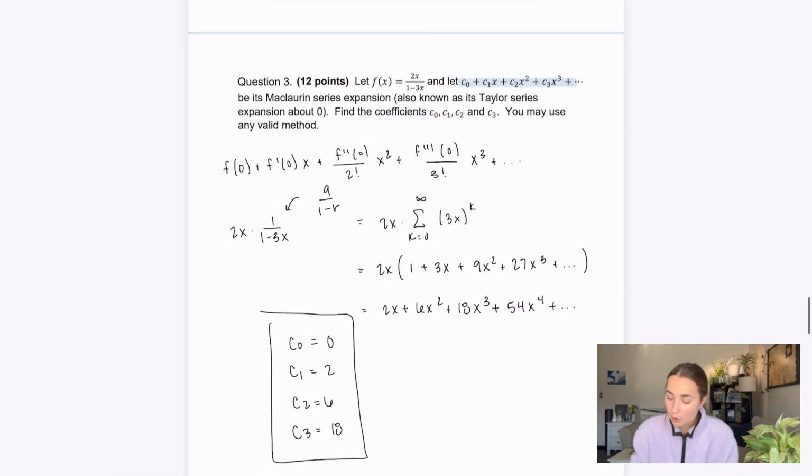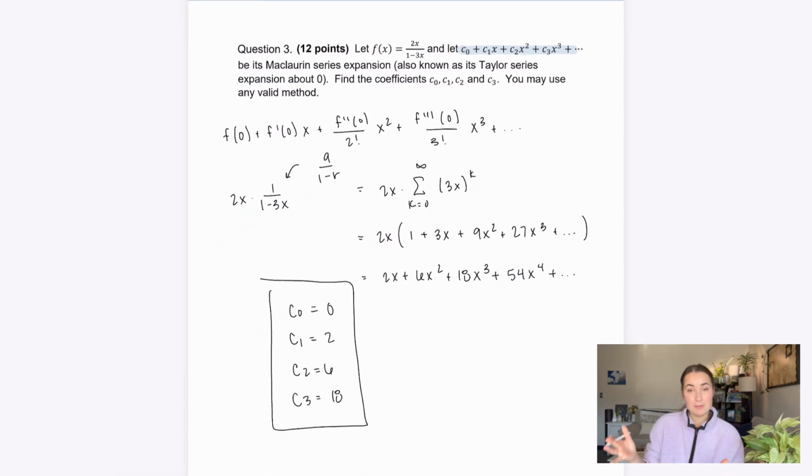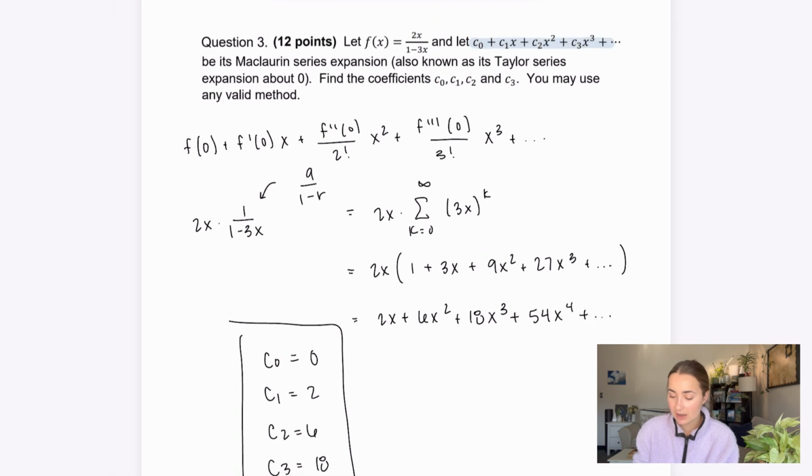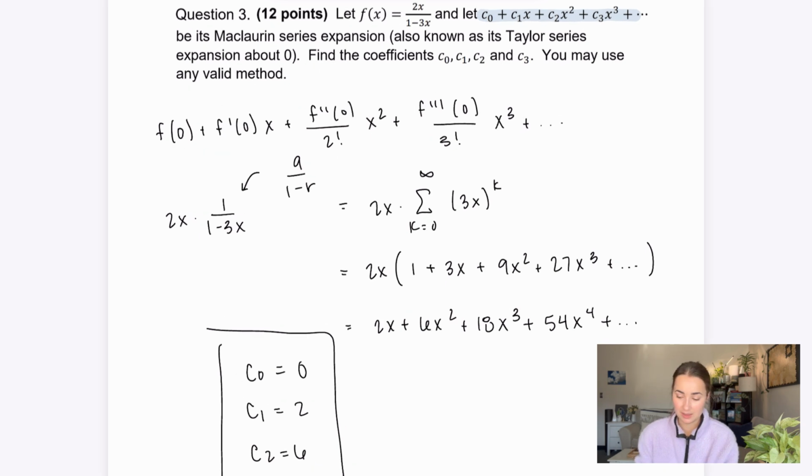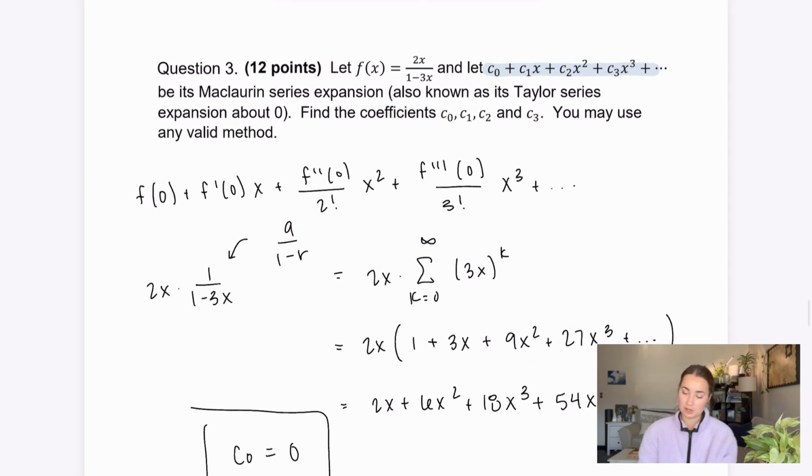So now if you forget the geometric series little trick that I just did right there, then another method is you can straight up just find the derivatives, plug in x equals 0, compute it out. And you will end up with the exact same thing. So great practice for you if you want to try it out.